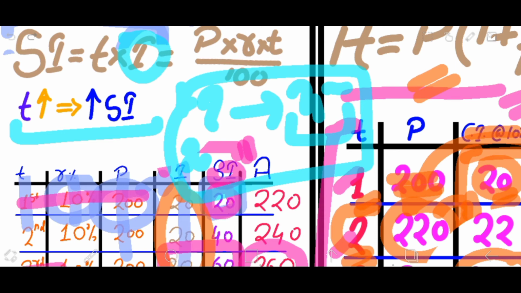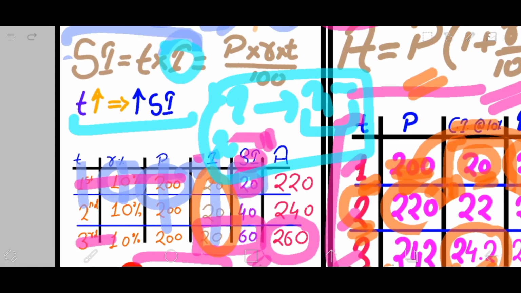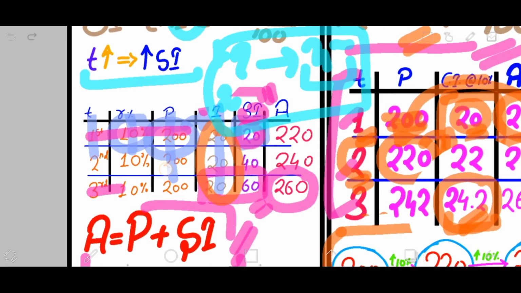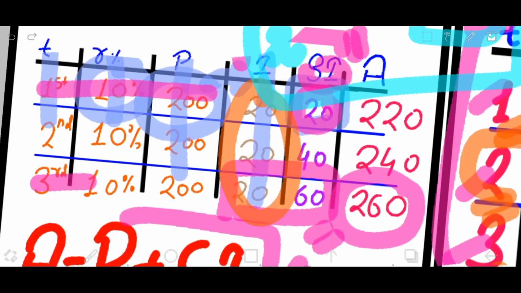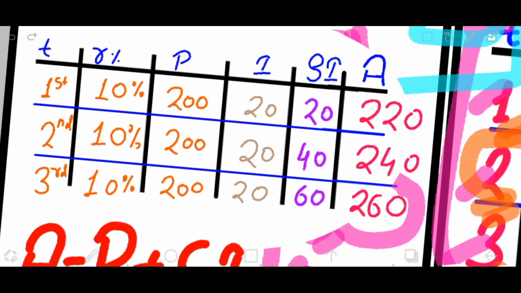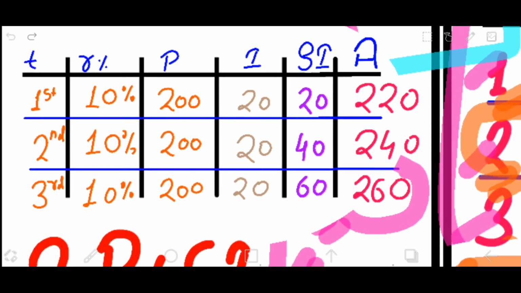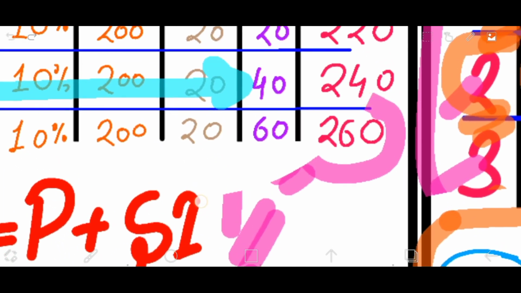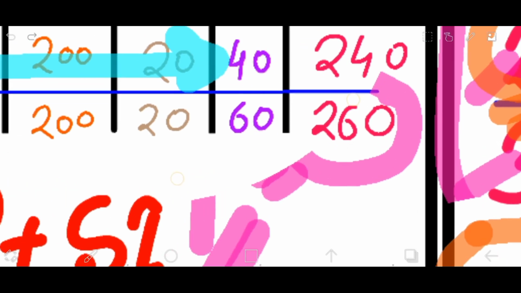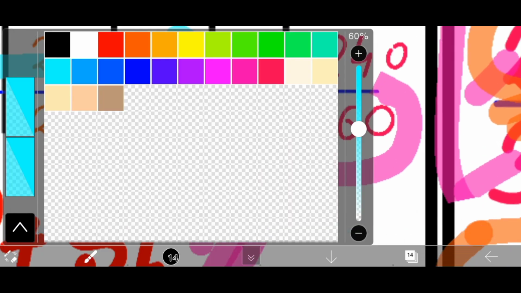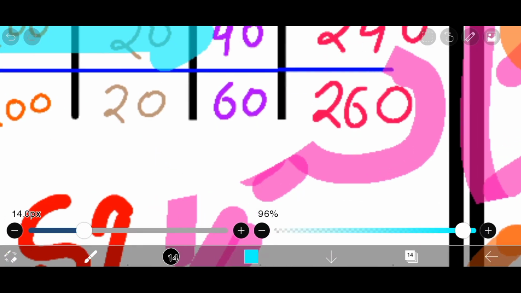I hope you are getting my point, right? Let's take an example from this table only for a better understanding. For the second year, the interest amount was 40, right? And if someone asks for what time period my interest amount will be 80 rupees, suppose that.